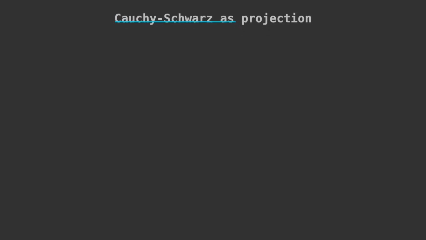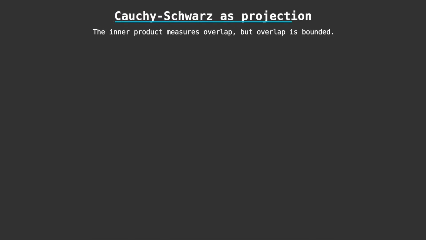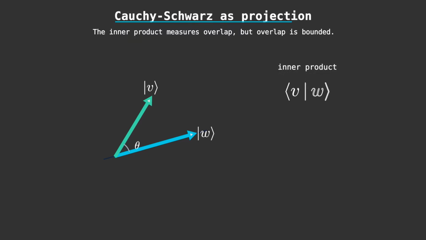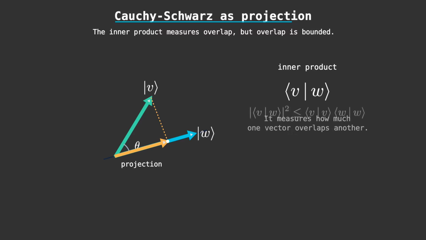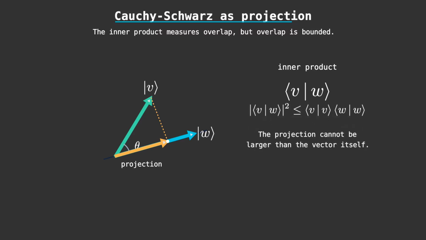The Cauchy-Schwarz inequality is about overlap. The inner product tells us how much one vector points along another. Here, ket v is projected onto the direction of ket w. This orange projection is the part of ket v that overlaps with ket w. The projection can be small, but it cannot be larger than the length of the vector itself. That is the geometric content of the inequality.